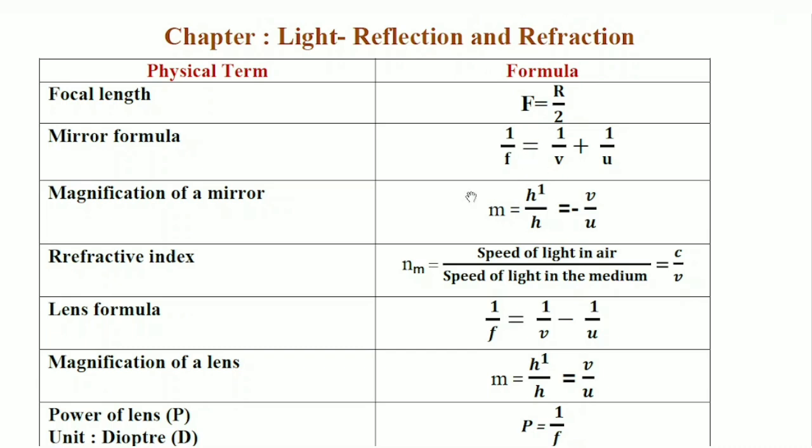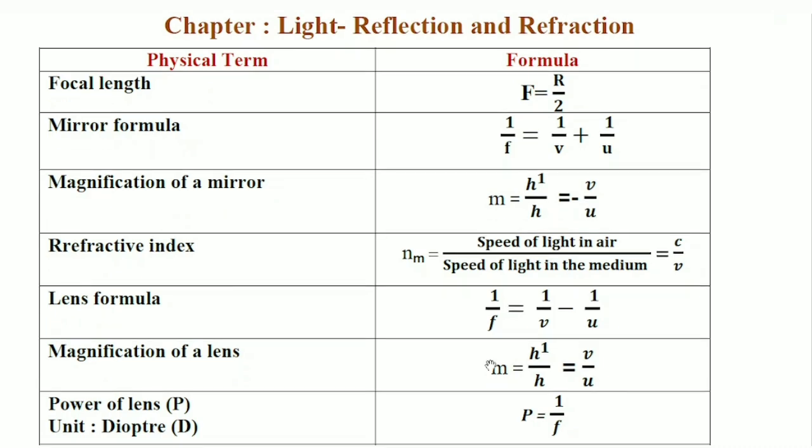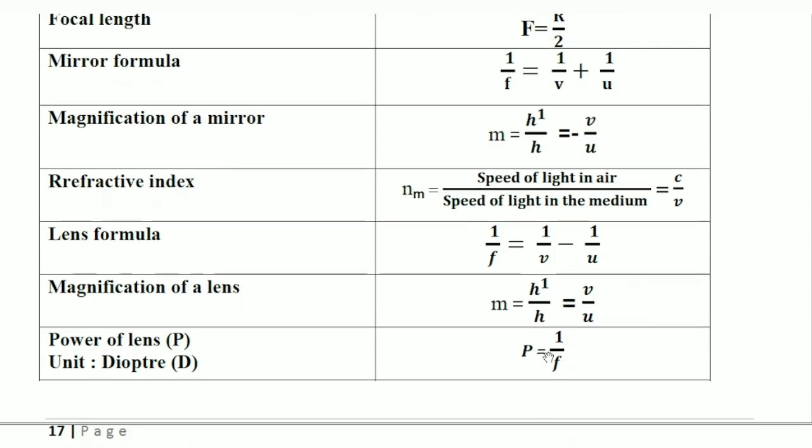Magnification, very important. M is equal to H1 by H, that is equal to minus V by U. Refractive index is C by V. Lens formula 1 by F is equal to 1 by V minus 1 by U. Magnification of lens M is equal to V by U. And power of lens or diopter, if you are finding diopter, P is equal to 1 by F. So these formulas are very, very important. So based on this, they will ask one question.